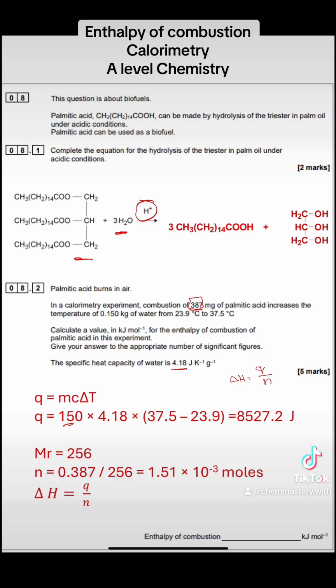Now using the equation delta H equals Q over n, remember that this is an exothermic reaction, so you are not going to use the value of Q as positive, but you're going to use it as negative, and also you have to change it from joules into kilojoules. So we change this into kilojoules by dividing by 1,000 and use the negative value because it's an exothermic reaction. So it's minus 8.5272 kilojoules divided by the number of moles we just calculated.